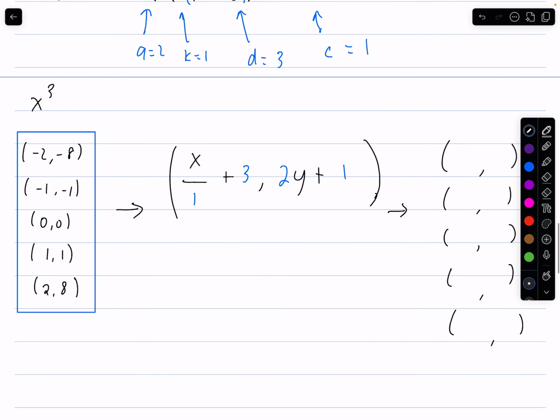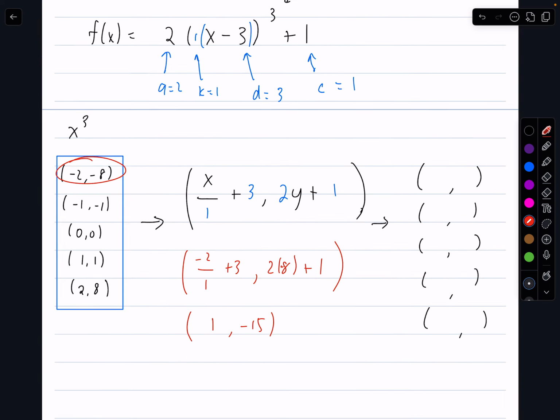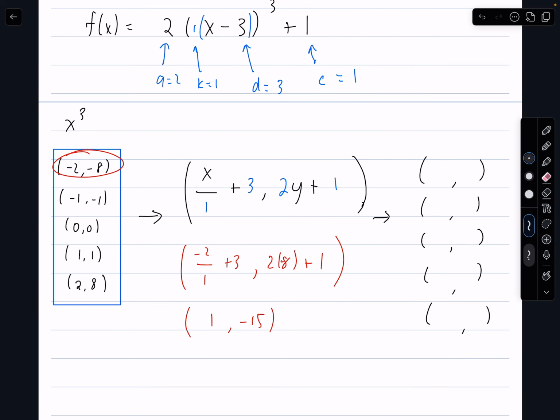Okay, so let's walk through how we're going to plug that in. Let's try it with one of these points first. So (-2, -8). I'm going to plug -2 here, so it's going to be -2 over 1 plus 3. And then I'm going to plug -8 here. So if I simplify this, I get -2 over 1, which is -2, plus 3 is 1, and then 2 times -8 is -16, plus 1 is -15. So that's going to be my first point. It's going to be (1, -15). That will be my first point. And then I'm going to do that same process for this, this, this, and this.